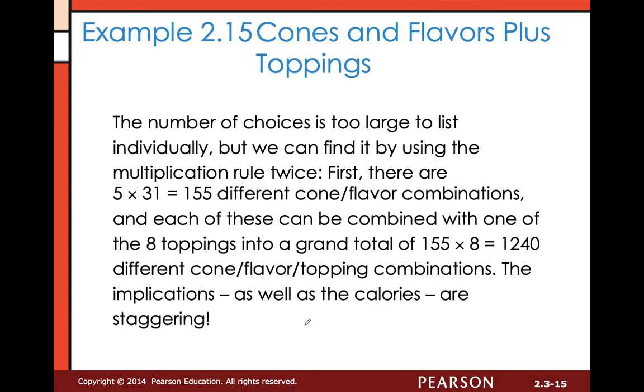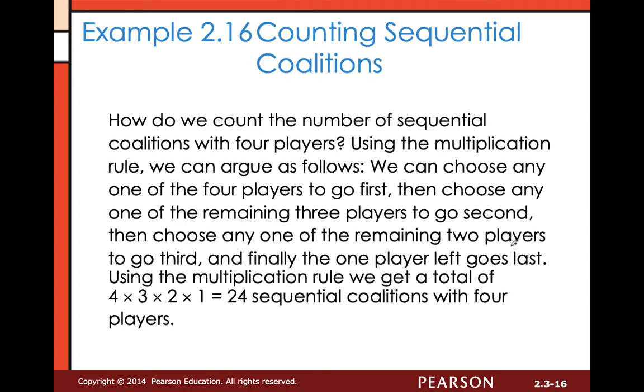So the number of choices is too large to list individually, obviously. We can find it using the multiplication rule twice, which is what I just showed. They went ahead and multiplied 5 and 31 together first. I did 5 times 8 first, but we still end up getting the exact same thing, which is the 1,240 different cone, flavor, and topping combinations.